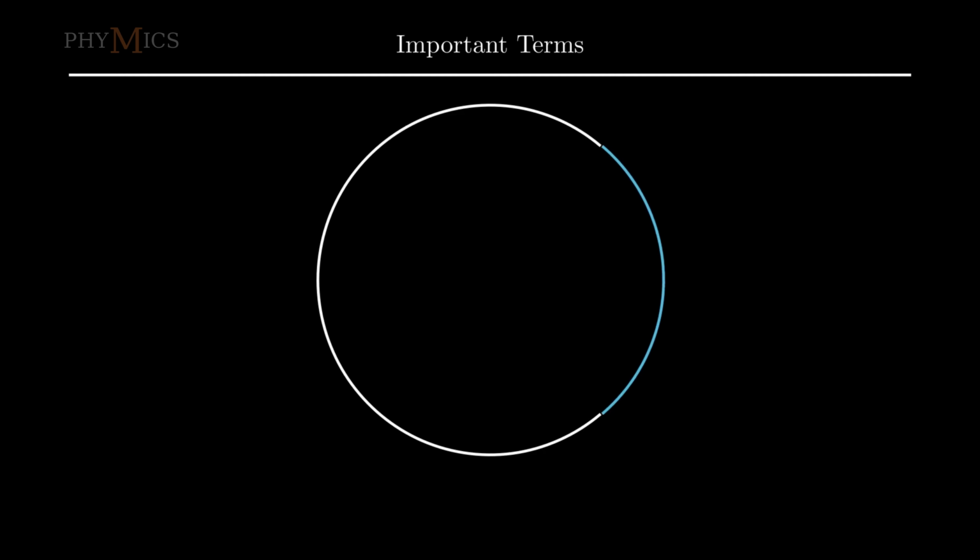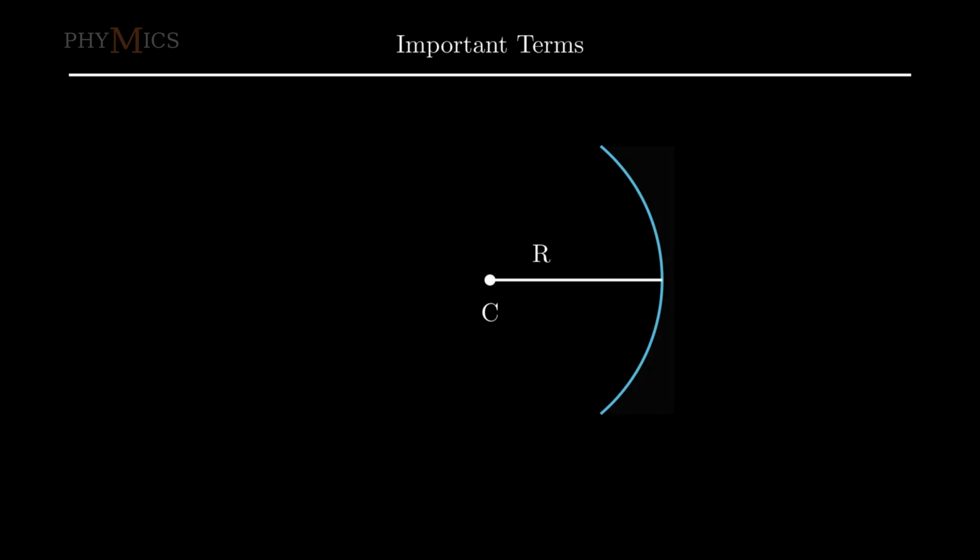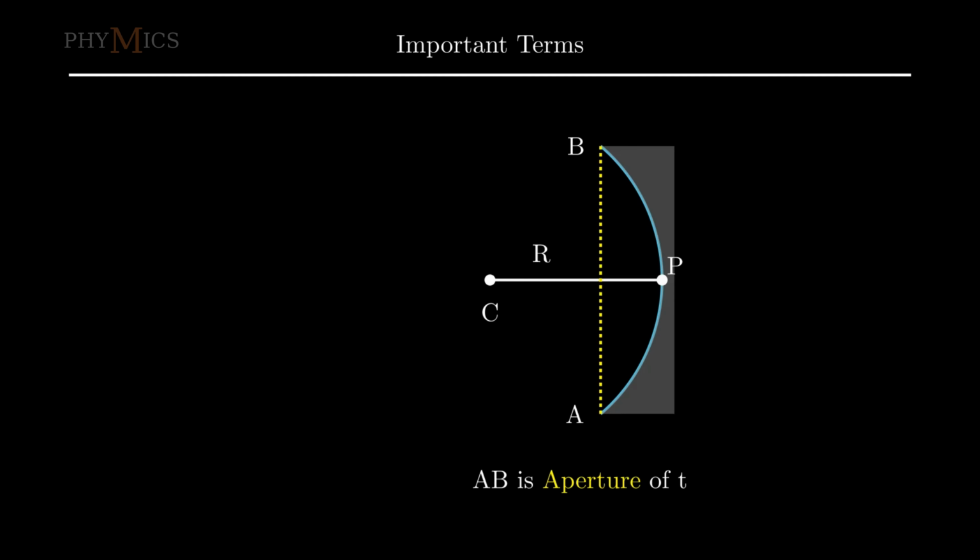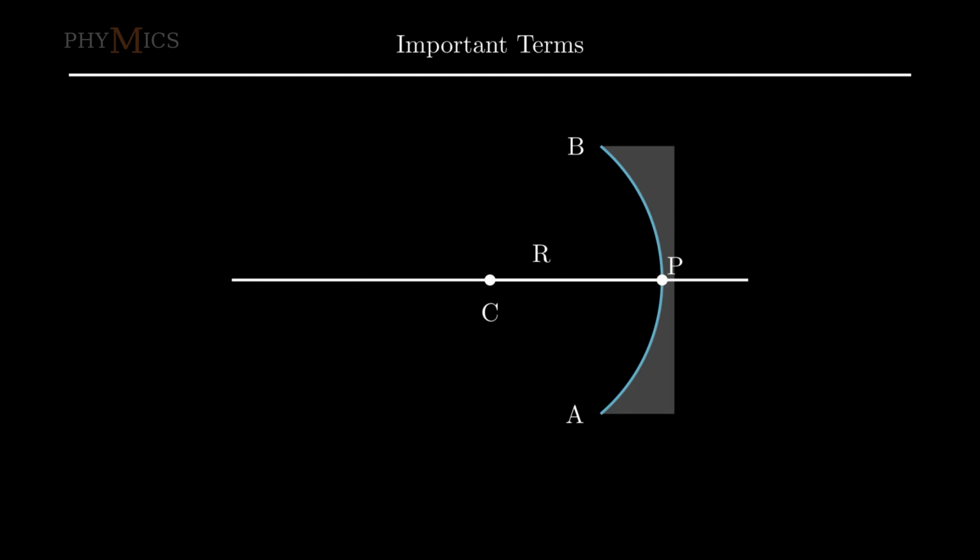The next term is center of curvature, which is denoted by C. It is the geometric center of the sphere from which the mirrors are obtained. The second term is radius of curvature, denoted by R. It is the radius of the spherical ball. The next term is the pole, denoted by P, which is the center of the polished mirror. The next term is aperture, which is defined as the chord AB found by joining the endpoints of a spherical surface. Next, we define a straight line that passes through the pole and center of curvature, called the principal axis.